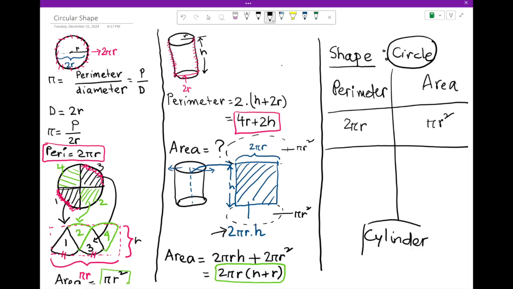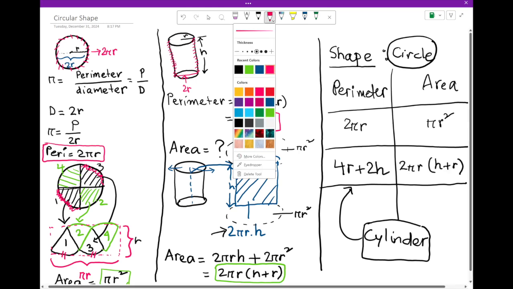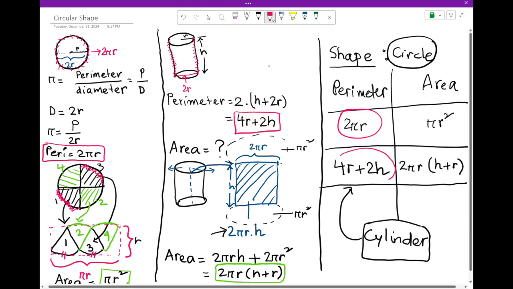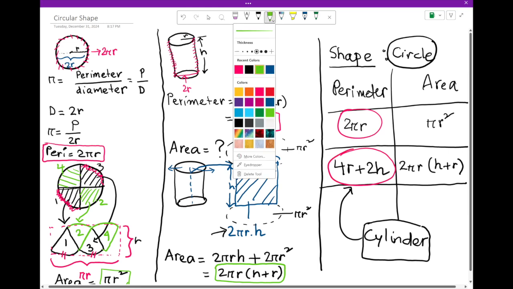Which is something like this. For the cylinder, the perimeter is 4r plus 2h. And the area is 2 pi r h plus 2 pi r square. The perimeter for this one and the perimeter for this one, and the area is this part, also this part.